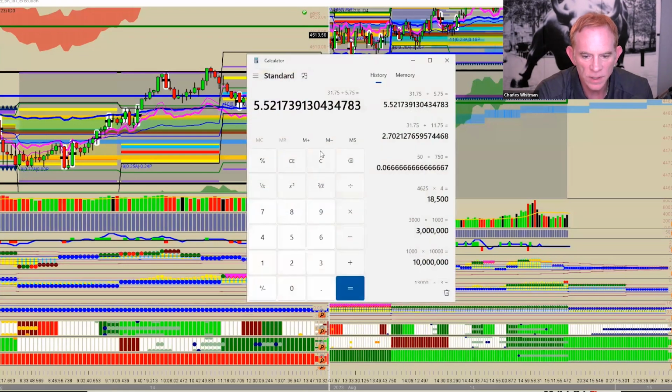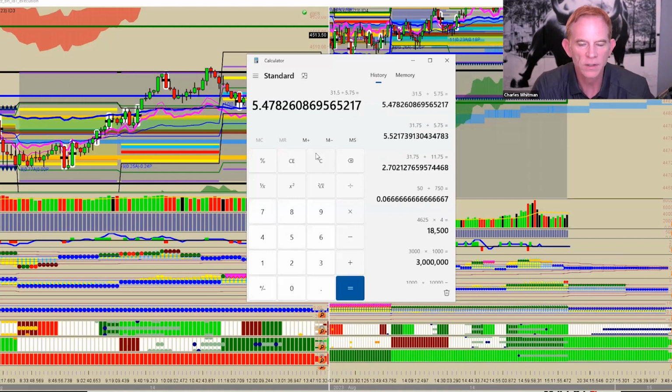So we keep this really simple. We're making 31.5 points, and we were taking a 5.75 point risk. This gives us a 5.5R trade, and that's a really nice trade. So that's an example of what we're talking about.